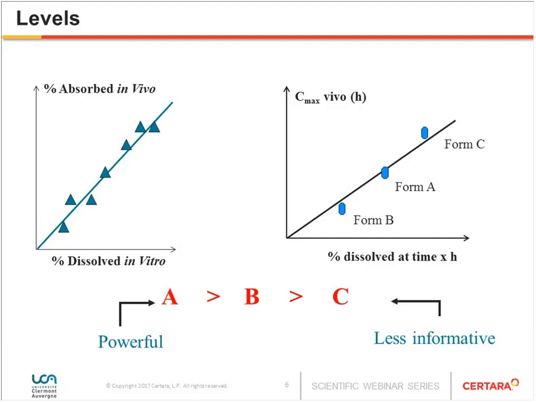And that is quite important to understand. From a regulatory point of view, we say that level A is more powerful than level C because you use all the information that you have on the plasma concentration curves. At the opposite, level C is said to be less informative.